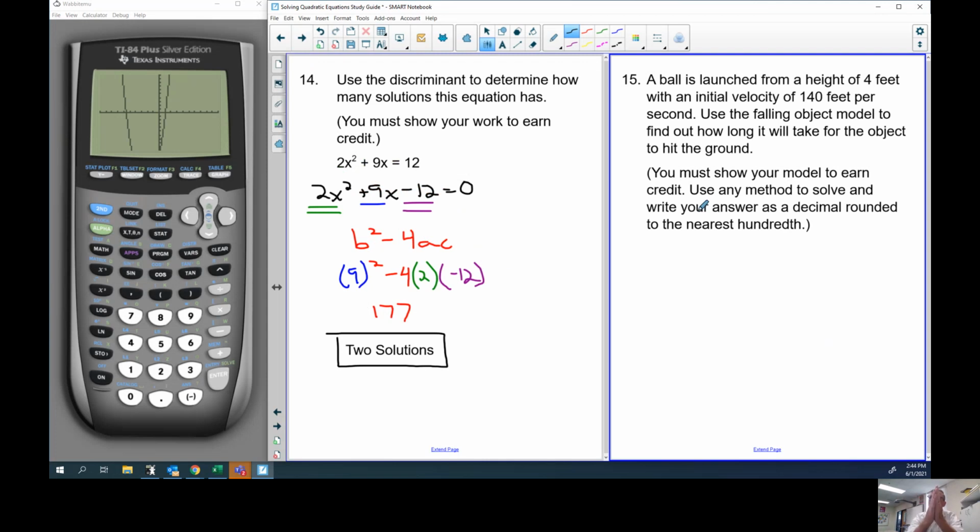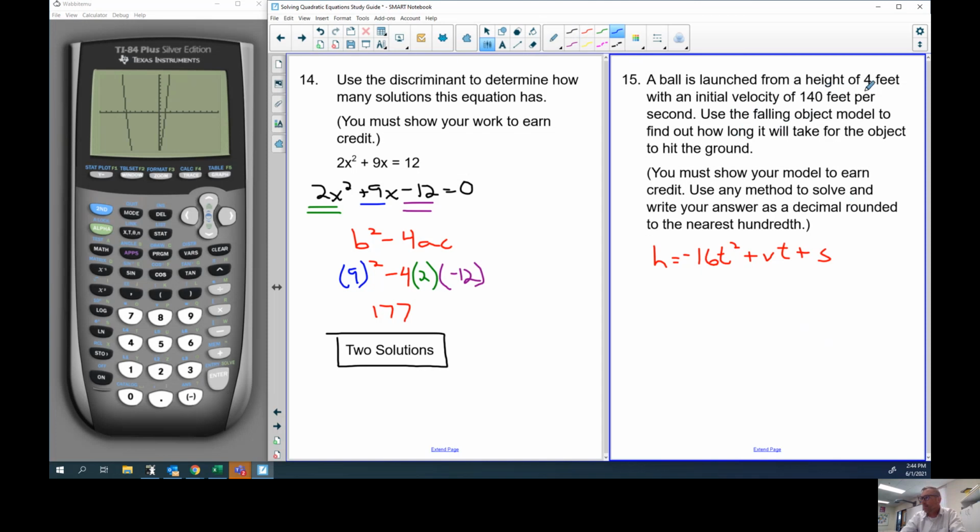A ball is launched from a height of 4 feet with an initial velocity of 140 feet per second. Use the following object model to find out how long it will take for the object to hit the ground. Okay, well, we've never talked about this, so this is basically new. Here's the falling object model. The height of an object is equal to negative 16 t squared plus vt plus s. Looks really complicated, right? H is your height at any given time, t, that's what t stands for. T is always going to be in seconds.